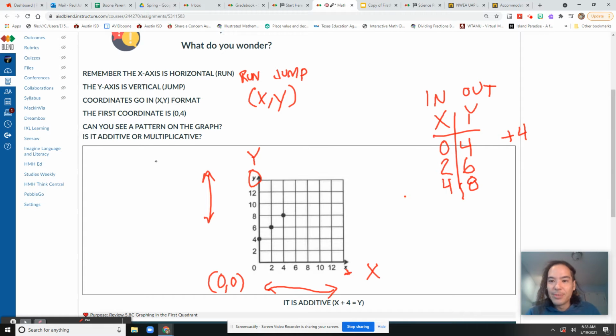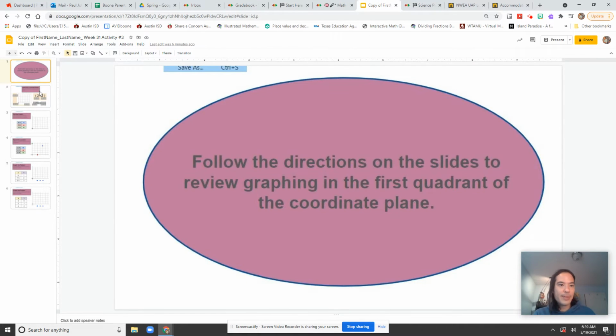Okay, so 0 plus 4 is 4. 2 plus 4 is 6. So our rule is x plus 4 equals y. Remember, our rules now will have input and output as part of our rule. All right, so x plus 4 equals y, because 0 plus 4 equals 4. 2 plus 4 equals 6. 4 plus 4 equals 8. All right, so let's go ahead and take a look at our next part of today's assignment.